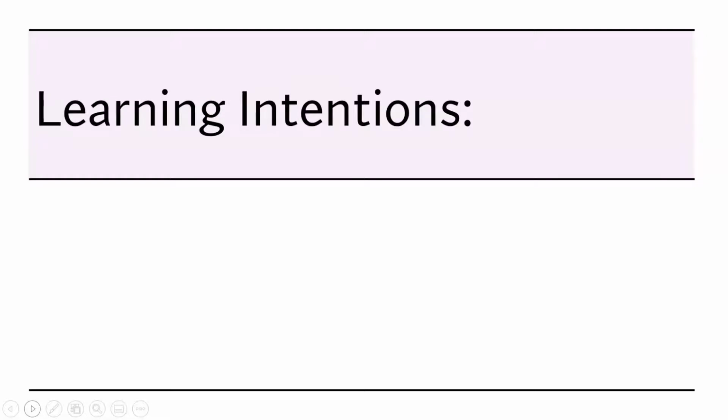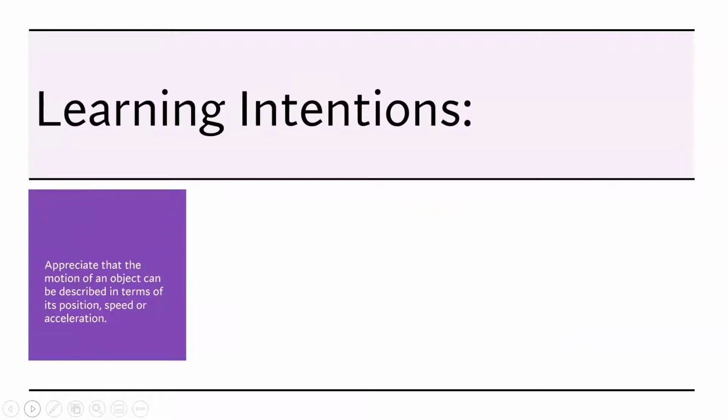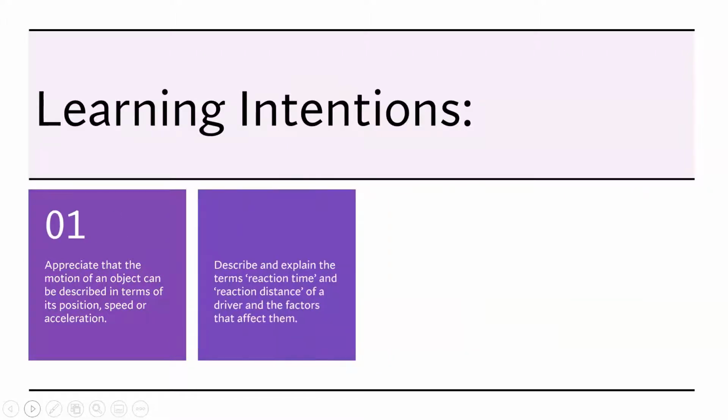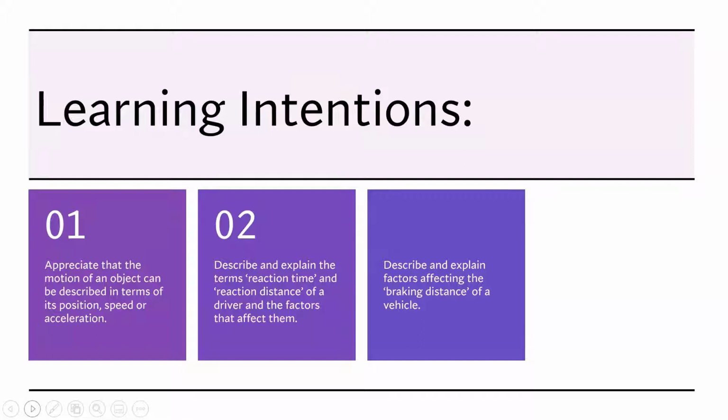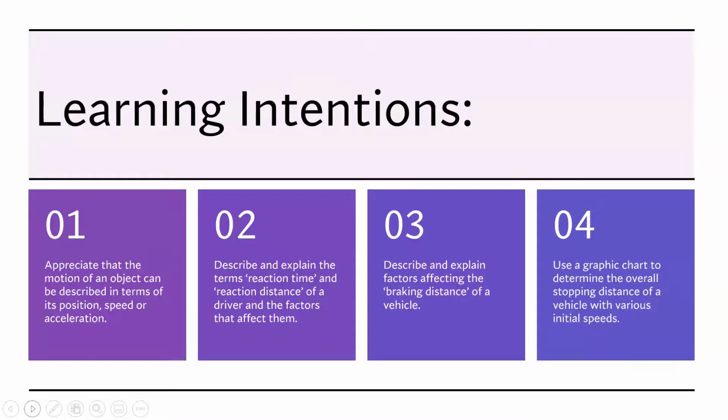Okay, our learning intentions for this video are to appreciate that the motion of an object can be described in terms of position, speed and acceleration, to describe and explain the terms reaction time and reaction distance of a driver and the factors that affect them, to be able to describe and explain the factors affecting the braking distance of a vehicle, and finally to be able to use a graphic chart to determine the overall stopping distance of a vehicle at various initial speeds.